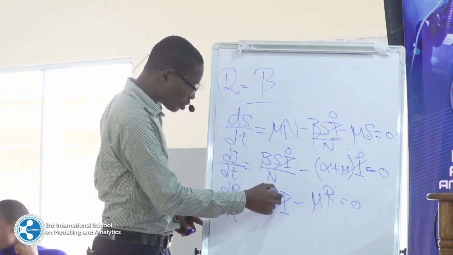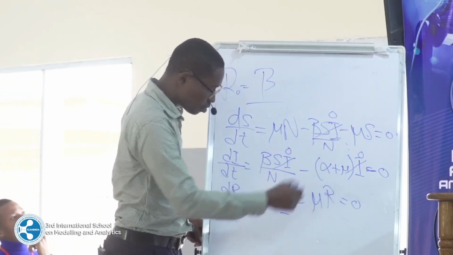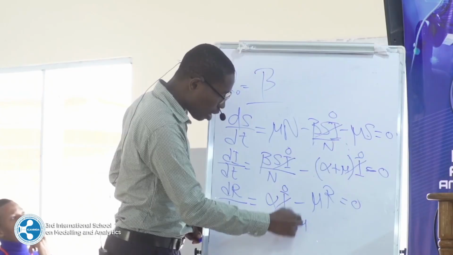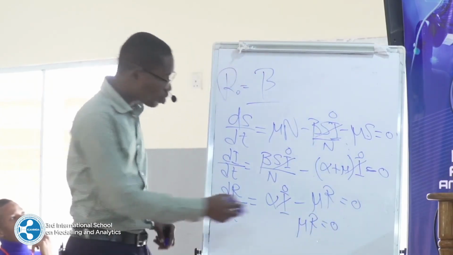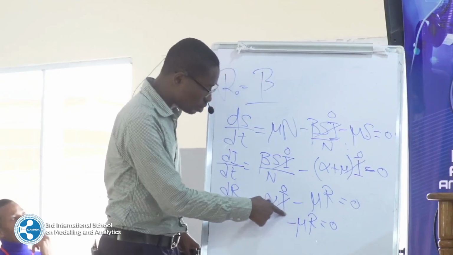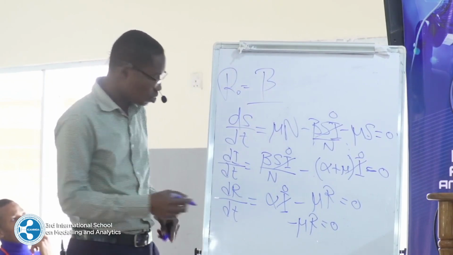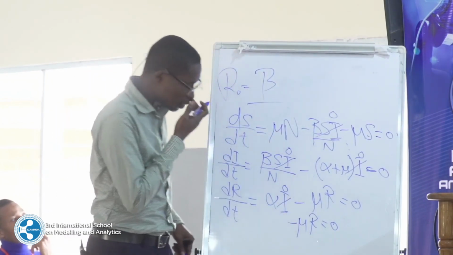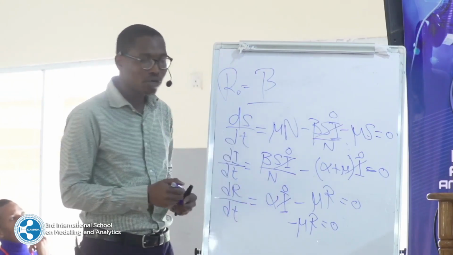I is also 0 here, is it not? So if I is 0 here, what is left here? We have minus mu R equals to 0. So that means R equals to 0. You can divide and then you see that R equals 0. So I is 0, R is 0.